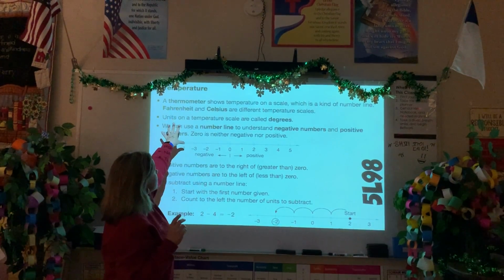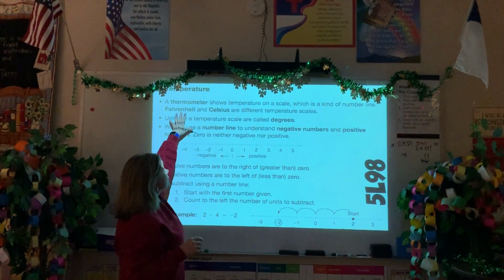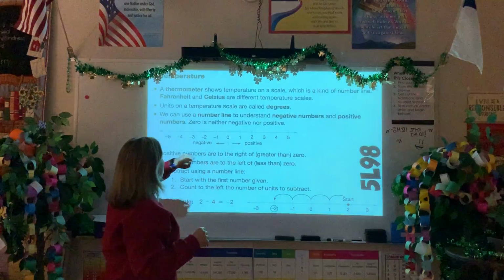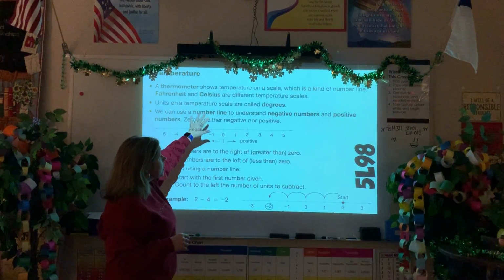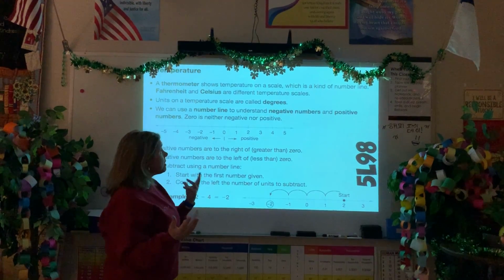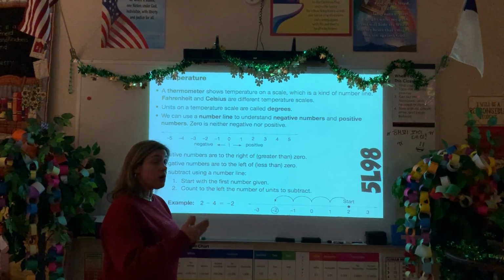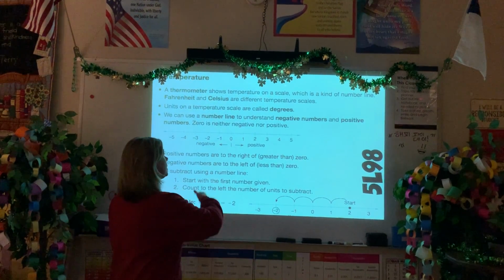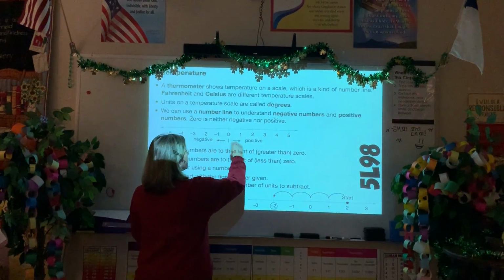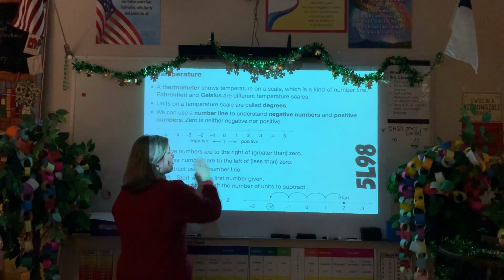And so this Fahrenheit and Celsius are different temperature scales. Fahrenheit is from the U.S. customary system, and Celsius is part of the metric system. Units on a temperature scale are called degrees. We can use a number line to understand negative numbers and positive numbers. 0 is neither negative nor positive, but it is exactly in between each of these numbers. Like 2 is in between 1 and 3. 0 is in between -1 and +1.